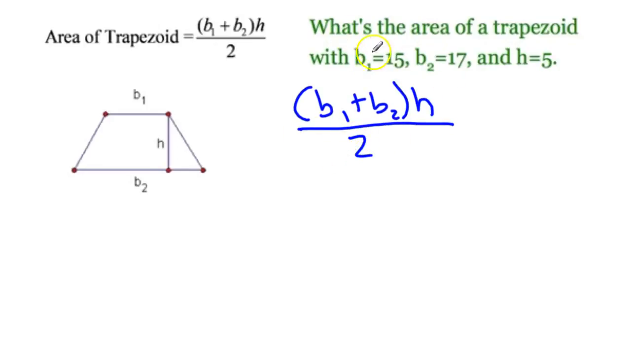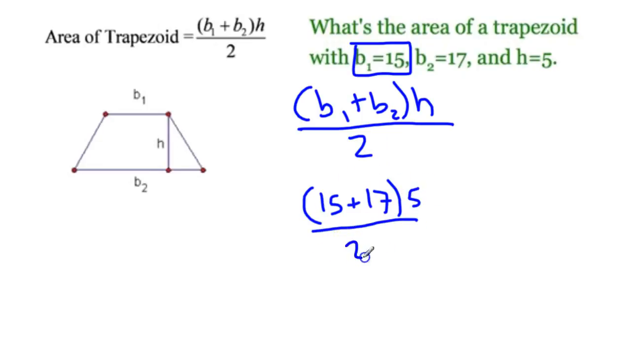I need to evaluate. So B1 is 15. When I see B1 right here, I'm going to copy it over, but I'm just going to write 15 instead of B1. B2 equals 17. So I'll do plus 17. The H is 5. So instead of H, I put 5 right there, and it's divided by 2.